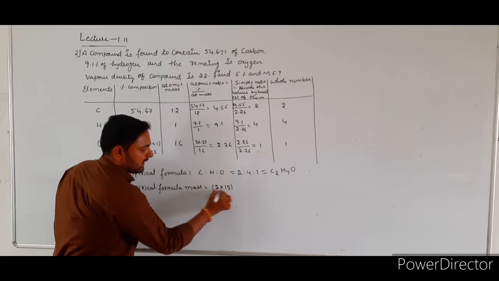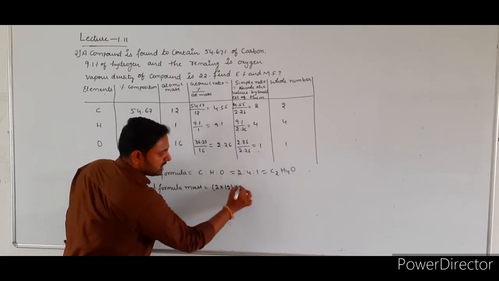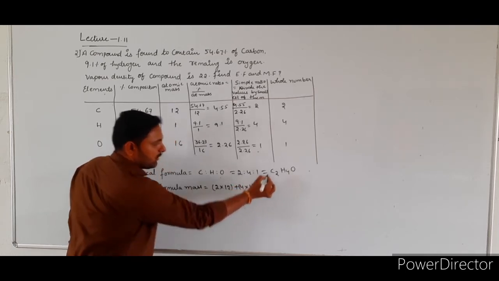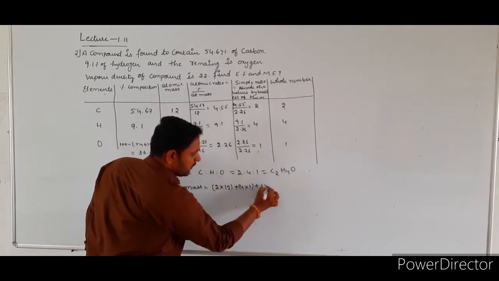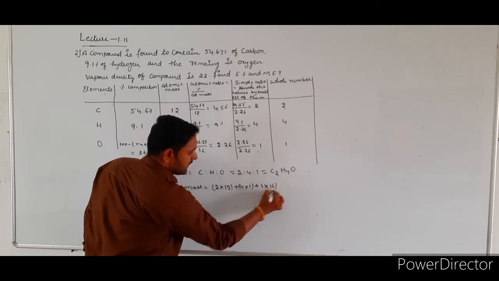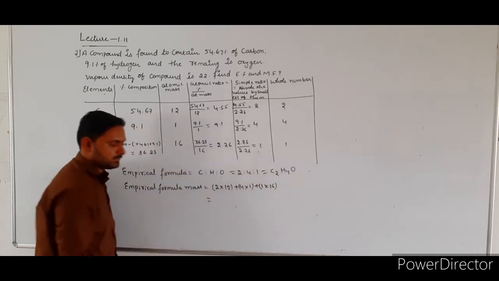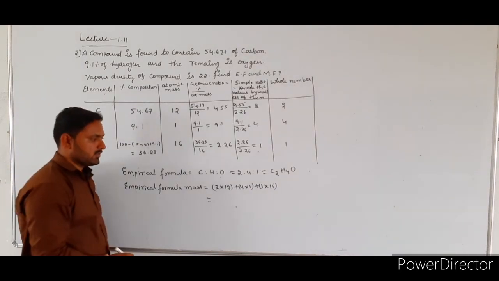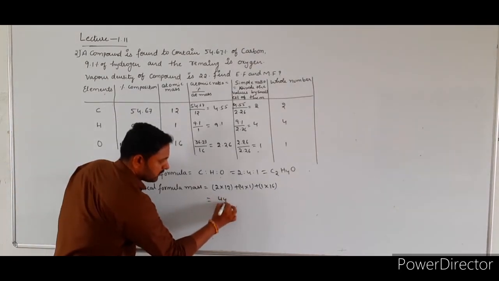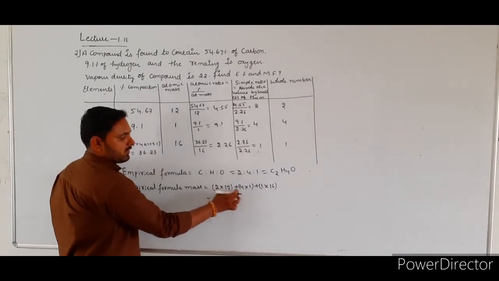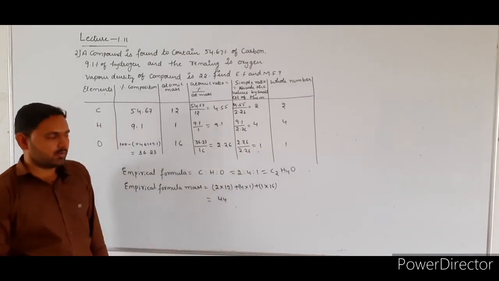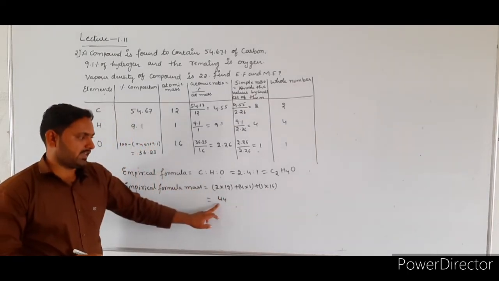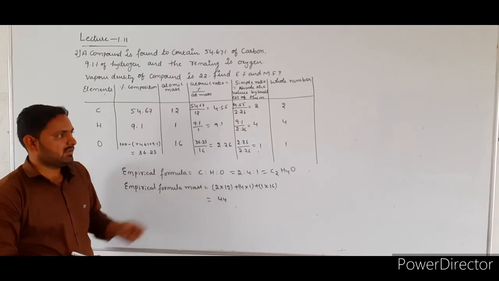12. Plus, how many hydrogens are there? 4. What is the atomic mass of hydrogen? 1. Plus, how many oxygen atoms are there? 1. What is the atomic mass of oxygen? 16. Now you calculate. 12 twos are 24, 24 plus 4 is 28, 28 plus 16, you will get 44. This is the empirical formula mass.